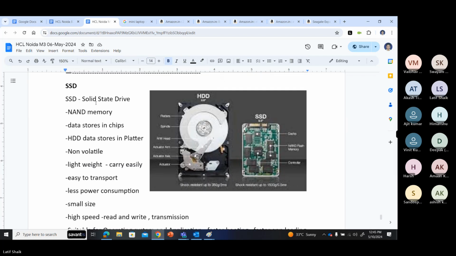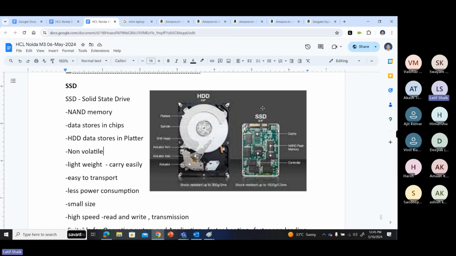What is SSD? Solid state drive. SSD is a NAND memory type. Data is stored in chips. In a hard disk, data is stored in the platter. In an SSD, data is stored in flash memory chips. It is also a non-volatile memory.